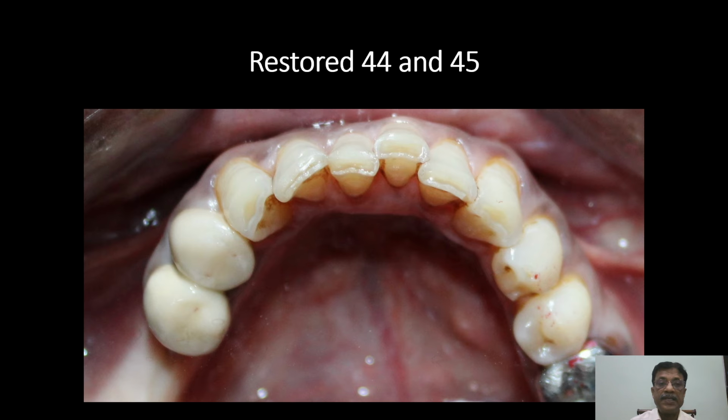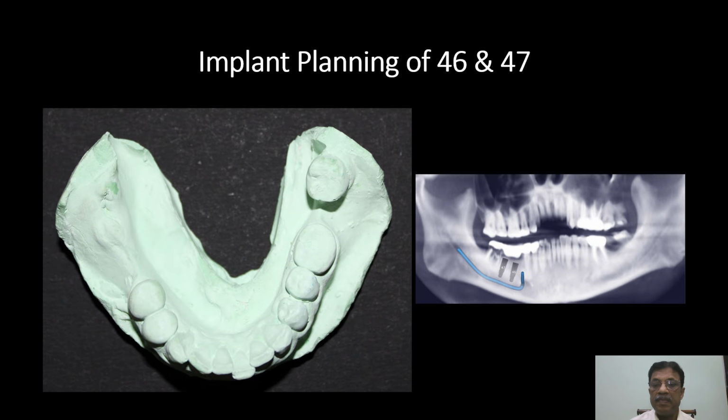So after removal of the prosthesis, as discussed in the treatment plan, a PFM crown is placed in the 45 and 44 region. Now, implant planning. We can see that there is an adequate amount of bone in the 46 and 47 region. Implant planning is done digitally, and we can see that we can easily place the implant, keeping in mind the safe distance from the vital structures.